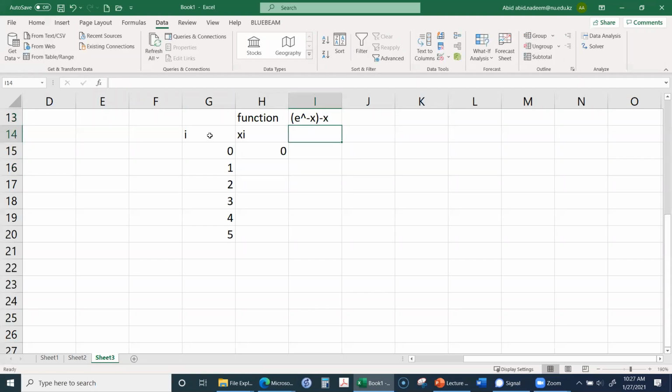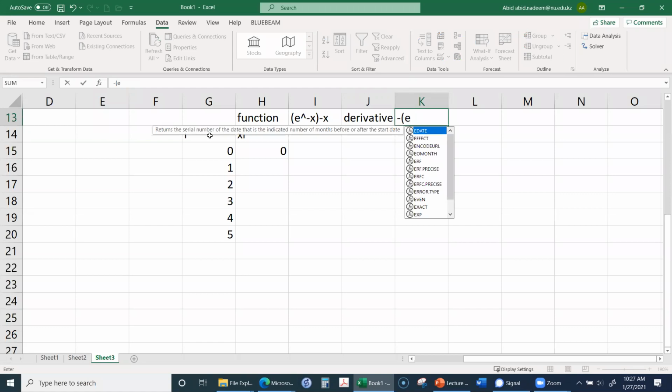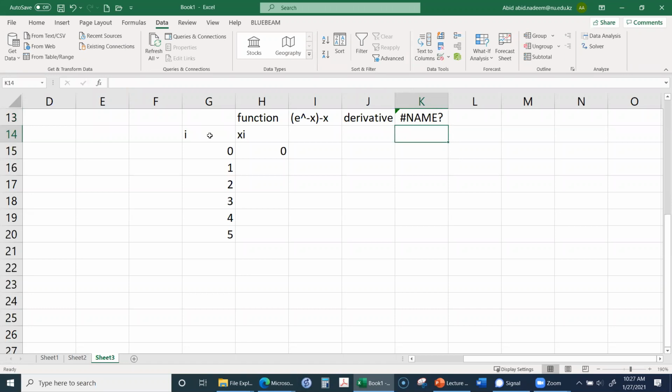Minus x. So this was the function, and the derivative is minus e power minus x, minus 1. So this was the derivative, okay, and the derivative is this.